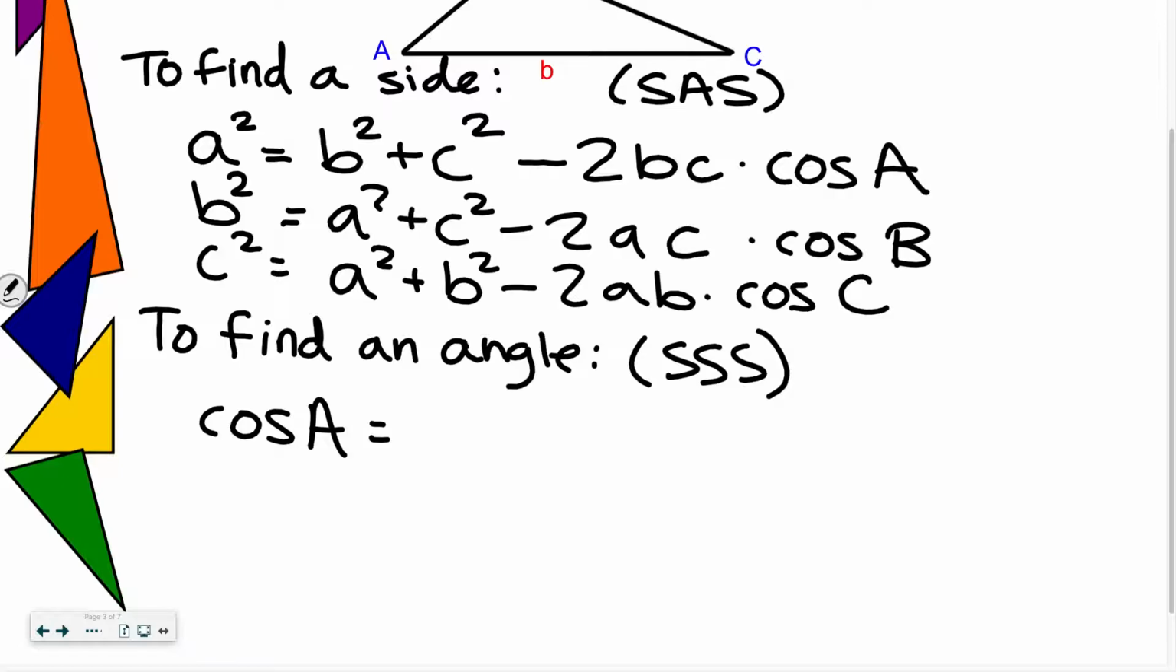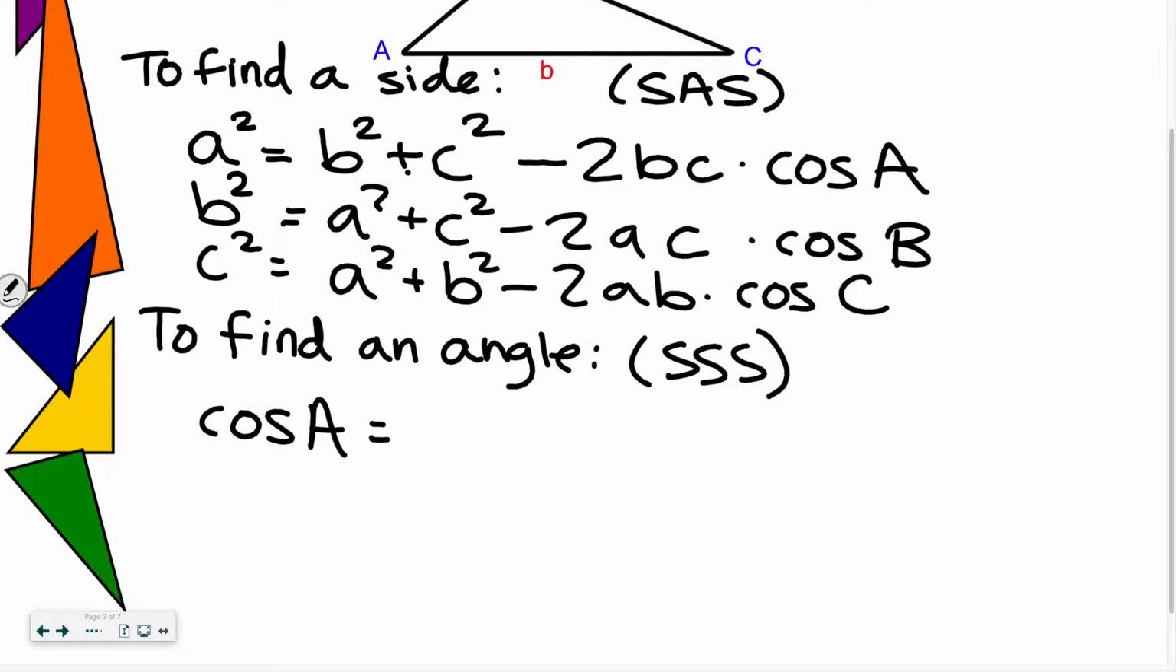Suppose we want to find angle A. Well, to get this cosine of A all by itself, it is being multiplied by negative 2bc. But before I can get rid of the negative 2bc, I have to move any addition or subtraction to the other side first. So I'd subtract b squared and subtract c squared. That'd be a squared minus b squared minus c squared, and it would equal negative 2bc times the cosine of A.